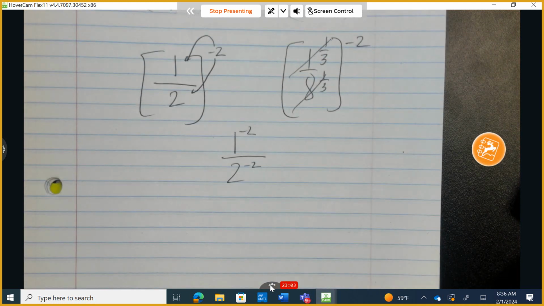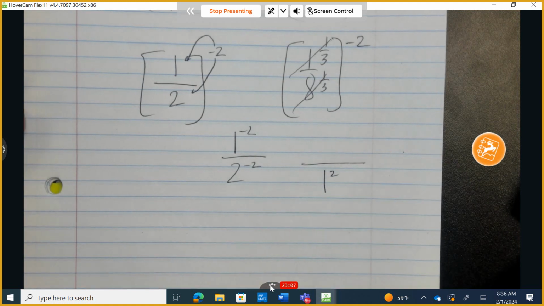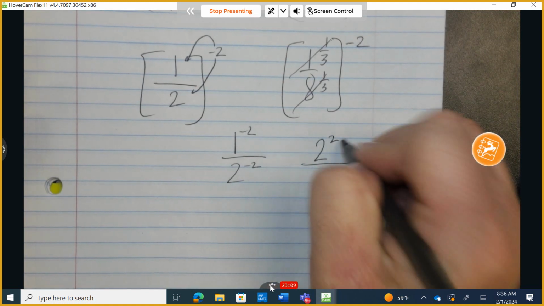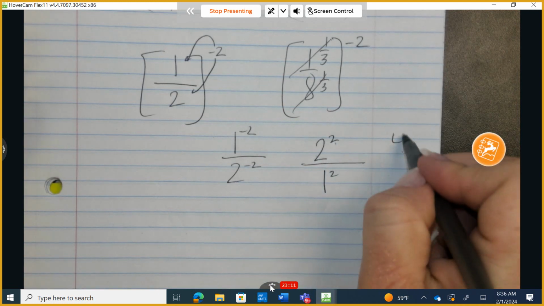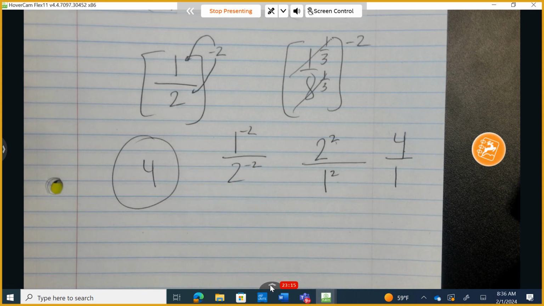Is the 1 on top happy? No. So it goes to the bottom, and now it's happy. The 2 on the bottom is not happy, so it goes to the top, and now it's happy. 2 times 2 is 4. 1 times 1 is 1, and this simplifies simply to 4.